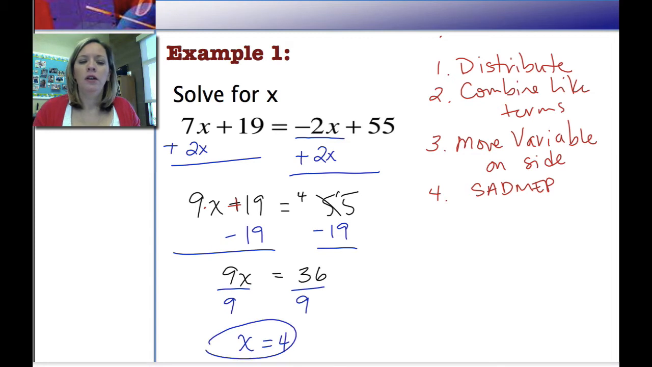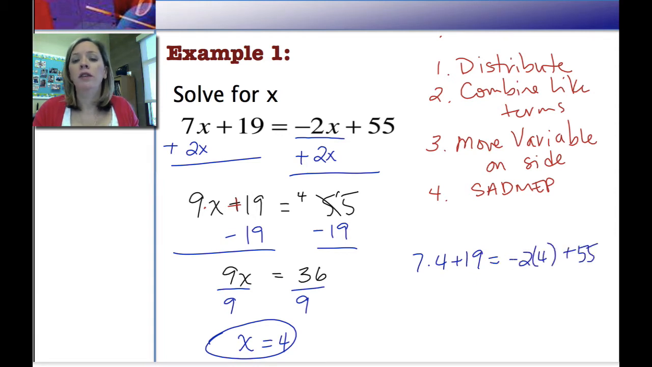We can plug it back in to check. 7 times 4 plus 19. Does that equal negative 2 times 4 plus 55? Well, 7 times 4 is 28.